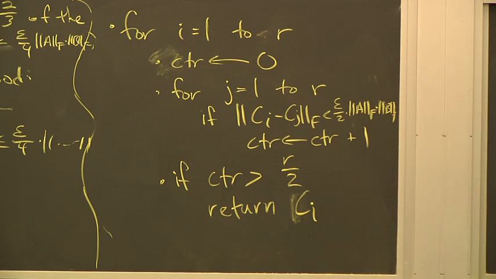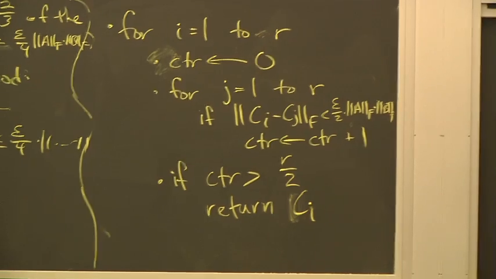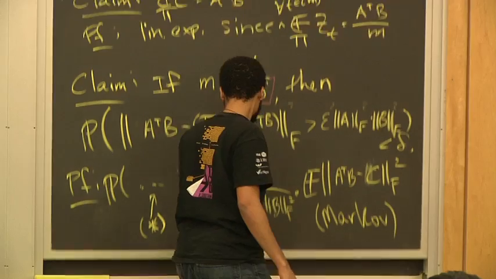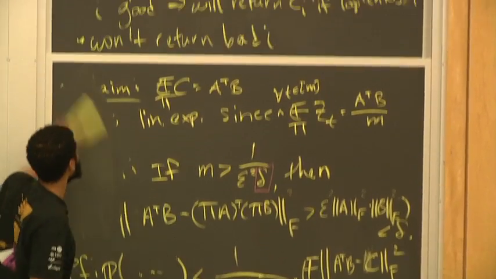Okay, good. So this says that a good I implies we will return Ci if the loop enters I. And also, we won't return a bad I, by the argument I just said verbally. So that's all I want to say about sampling to get Frobenius norm error.